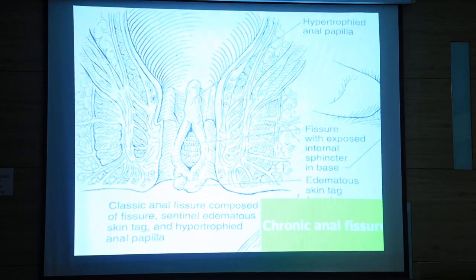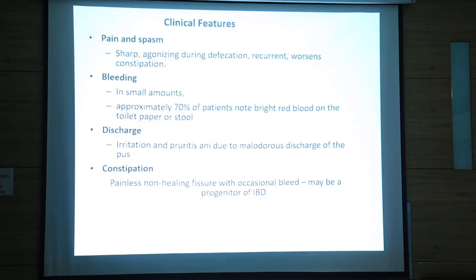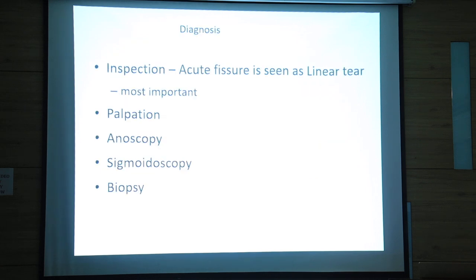So this is a typical chronic anal fissure. It looks like this: fissure with exposed internal sphincter at the base, edematous skin tags. Classic anal fissure is composed of the fissure, a central edematous skin tag and hypertrophic anal papilla. So what are the clinical features? Pain, scar, bleeding, discharge, constipation, infection. Acute fissure is seen as a linear tear.